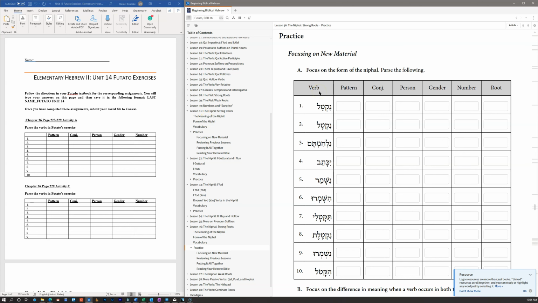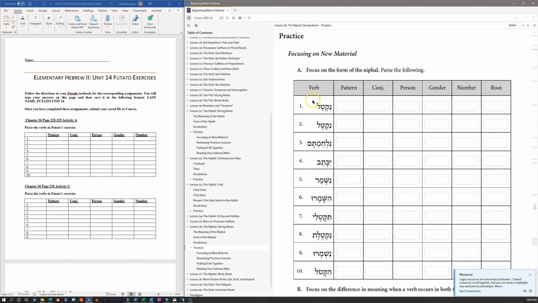Okay, so start off here with the parsing. We know that we're in the Niphal. So I'll just point out those signs, diagnostics, clues, whatever you want to call them, that indicate the Niphal stem, as well as those that indicate the conjugation. So first one is actually our paradigmatic form, niktal.